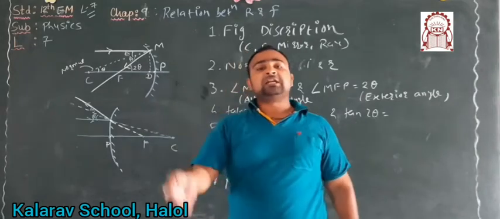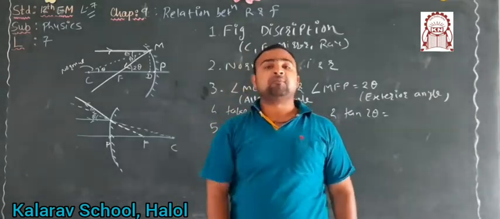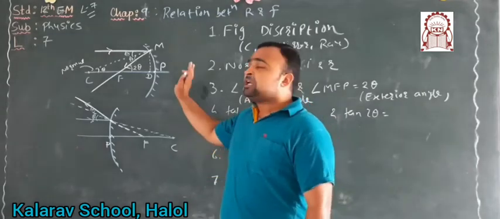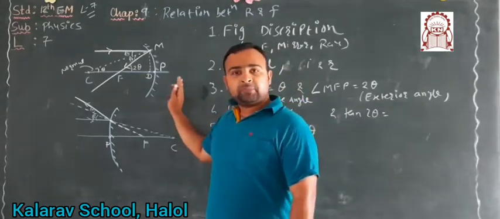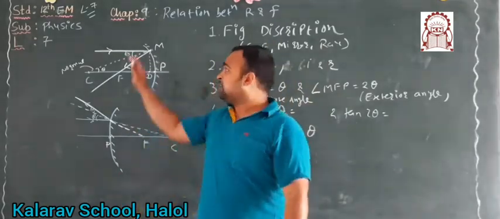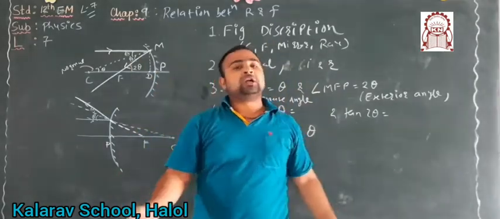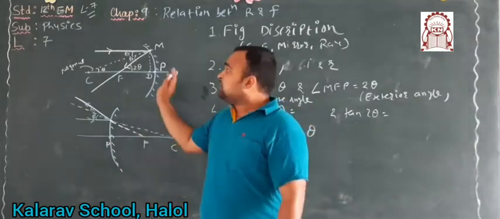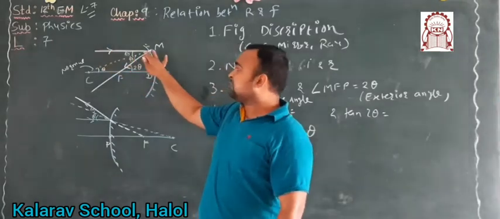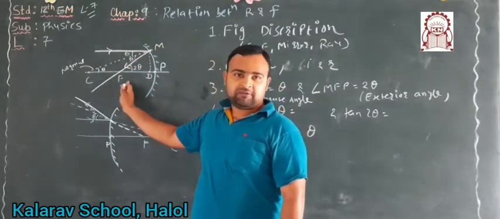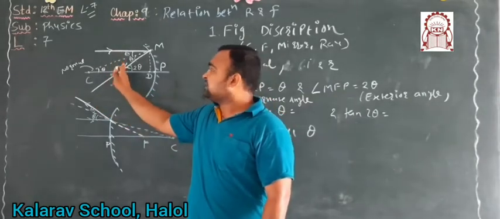Now, how to write this theory and derive the formula between f and r? First draw this figure, and then give the description of the figure. For example, you are considering a concave mirror. Take one ray which is parallel to the principal axis. Then after reflection it passes through F. Now you have to define theta and theta.